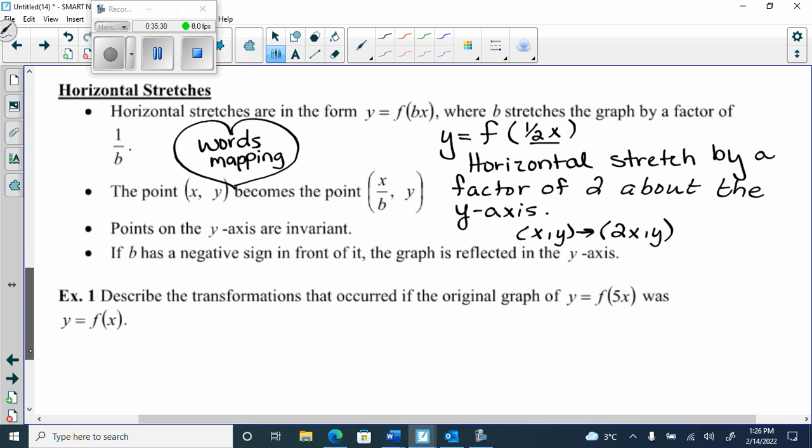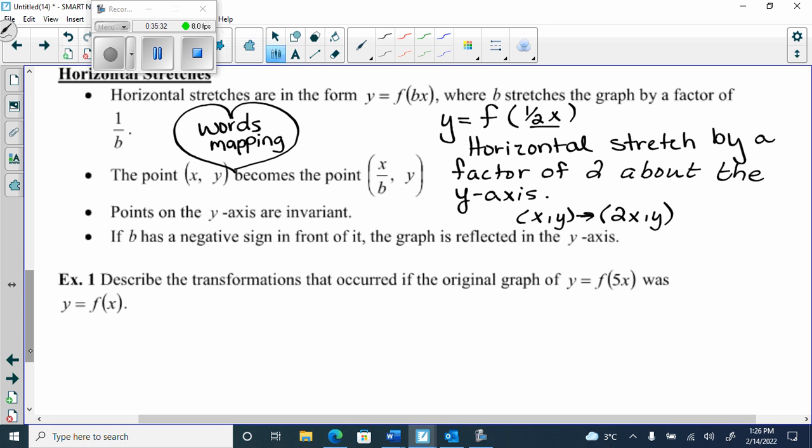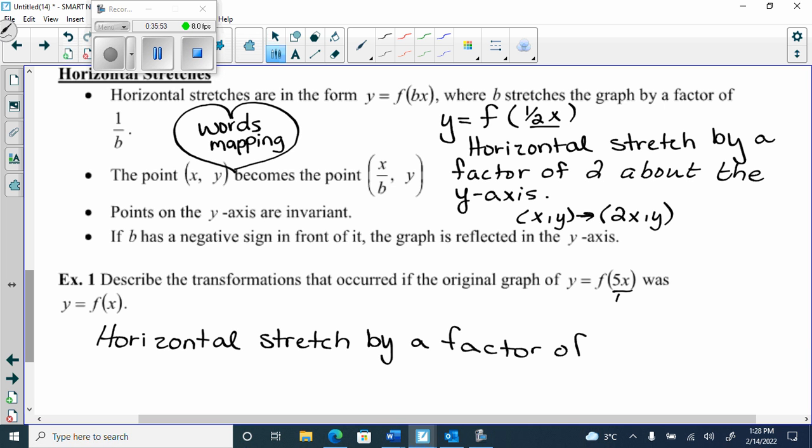Same thing. If you use 2 in words, you're going to use a 2 in mapping. So I want you guys to do this one. Example 1. Describe the transformation that's happening. Go. So it's with the x, so it's horizontal. Just like horizontal translations, this is a horizontal stretch by a factor of what? Yeah, because this would be 5 over 1, technically. Everything's over 1. By a factor of 1/5 about the y-axis.